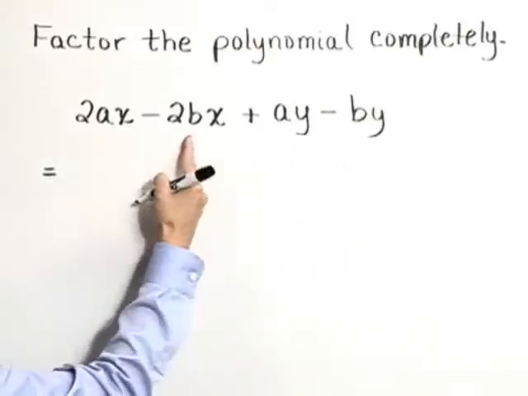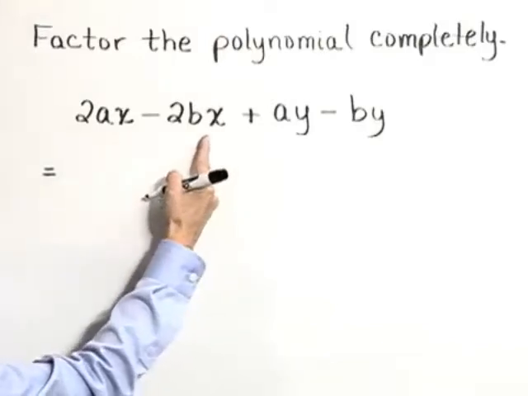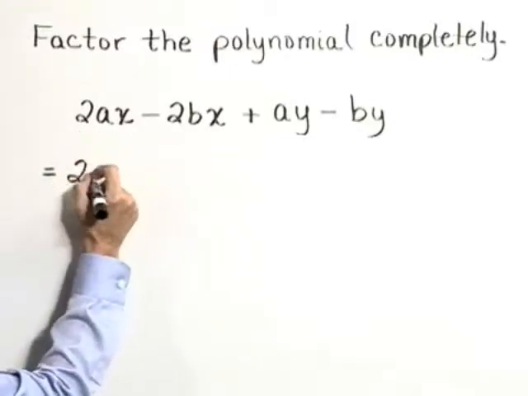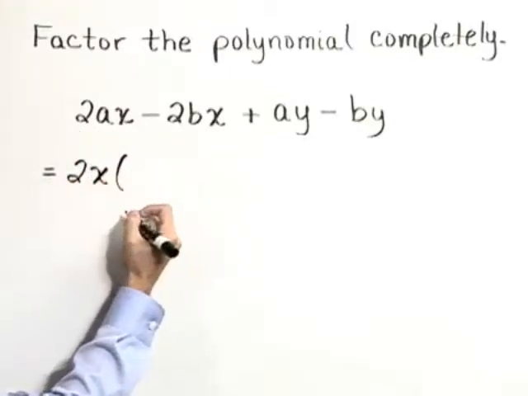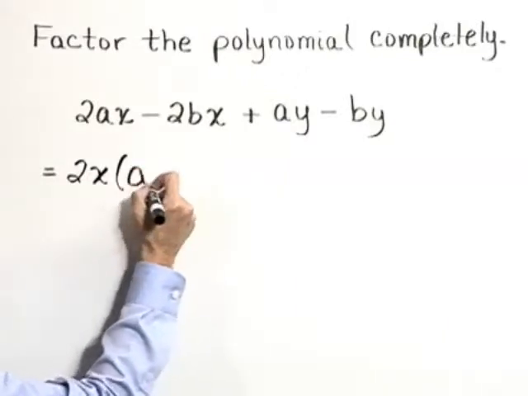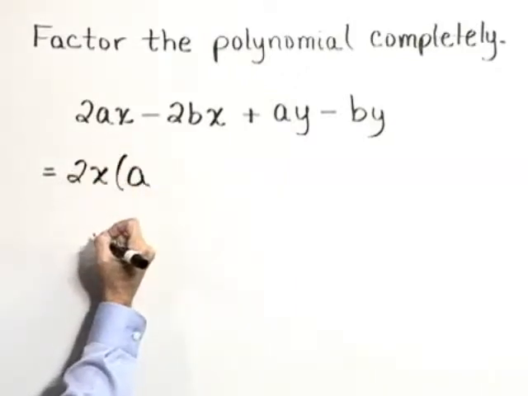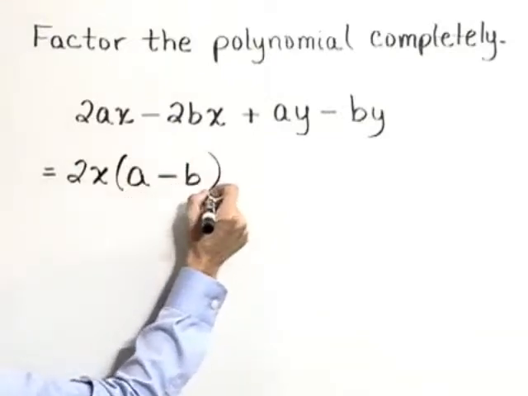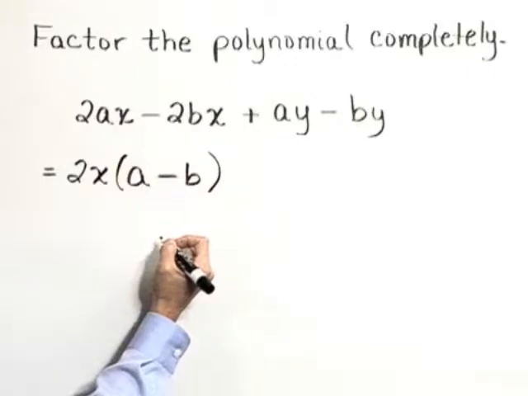So let's visually just consider the first 2 terms and look for a greatest common factor, which is 2x. So factoring 2x away from the first 2 terms, this becomes 2x times a to give our first term, and 2x times a minus b will give the second term.